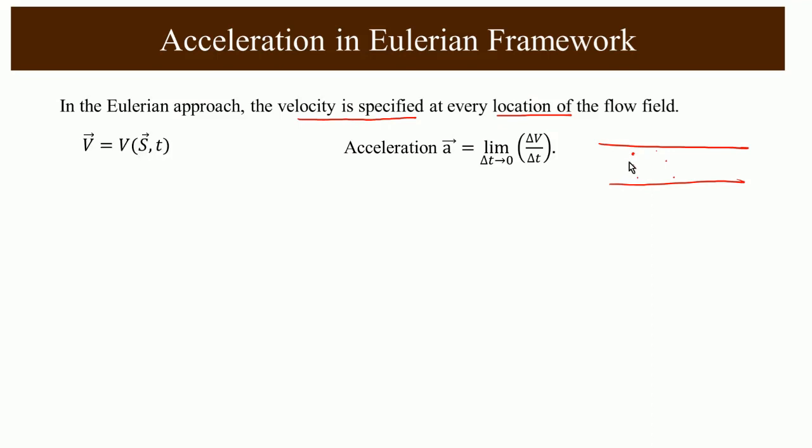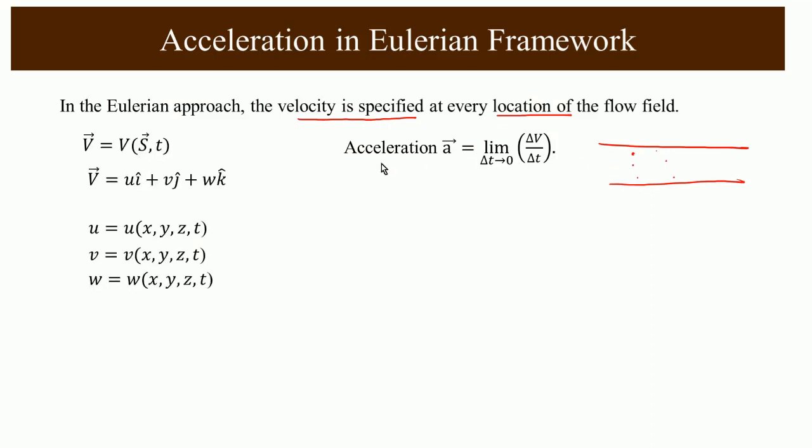So here velocity is a function of space and time. That means velocity v is ui plus vj plus wk, where u is a function of x, y, z and time. Here u is equal to dx by dt, v is dy by dt, and w is dz by dt.